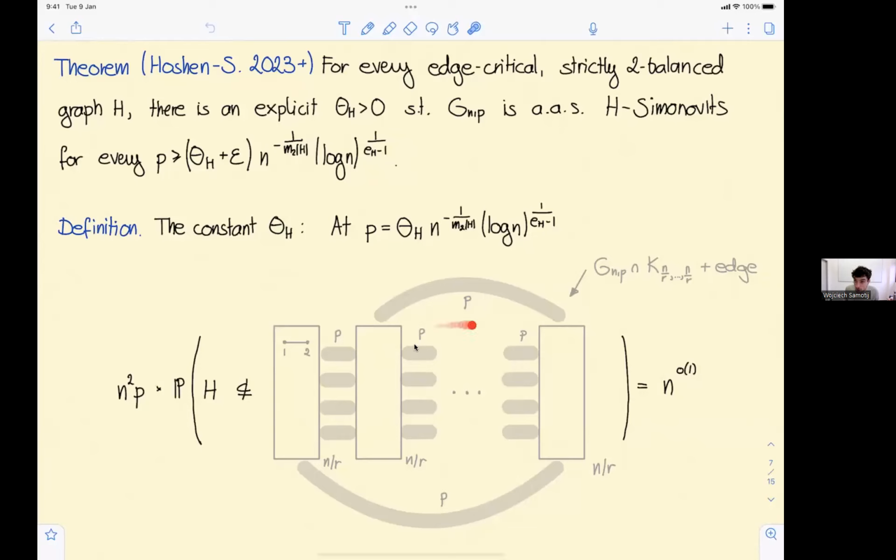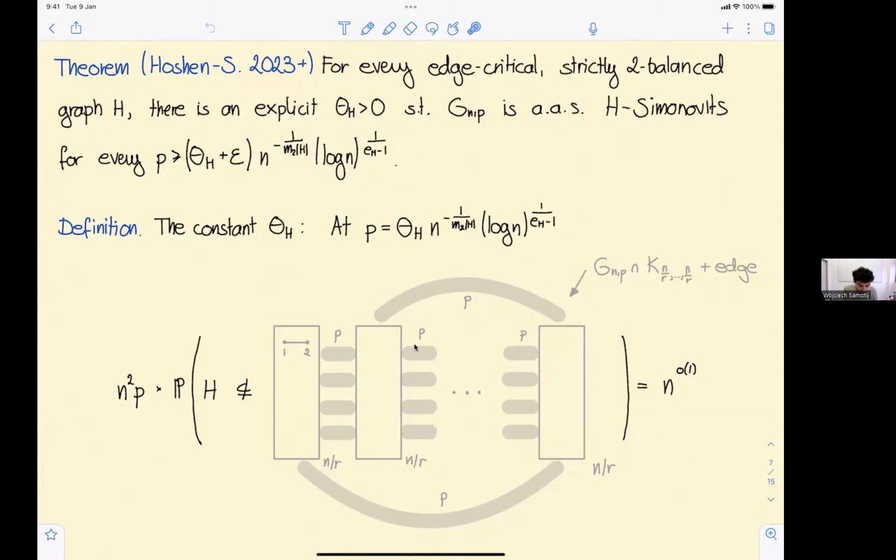Suppose that what I drew here was the largest R-partite subgraph of G(n,p). If I can add this edge without creating a copy of H, then we created an H-free subgraph which is larger than the largest cut. And why this n squared p? Because I will have n squared p edges here typically in this class, so I can try to do this n squared p times. And we believe that this gives the threshold.